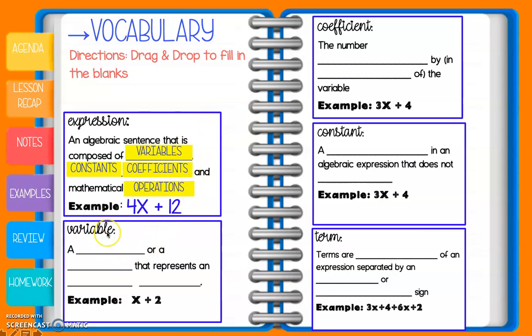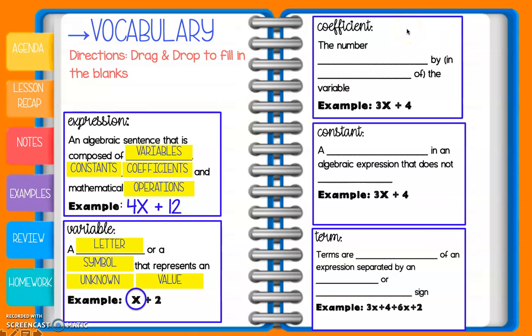First thing, a variable. A variable is going to be a letter or a symbol that represents an unknown value. Okay, a letter or a symbol that represents an unknown value. So in the example, x plus 2, x is the variable. Okay, it's a letter that represents an unknown value. We don't know what it stands for.